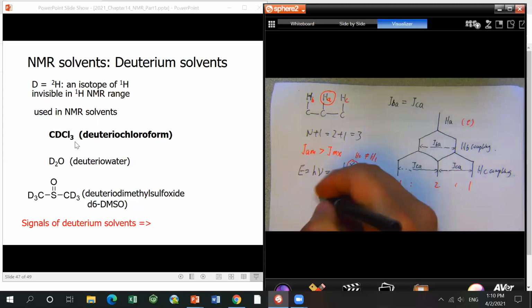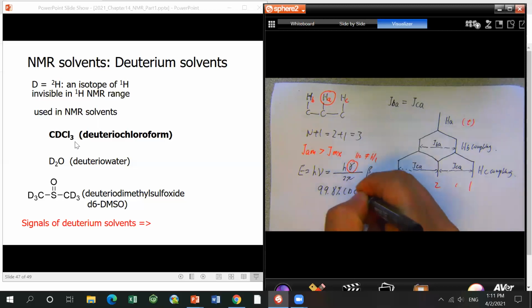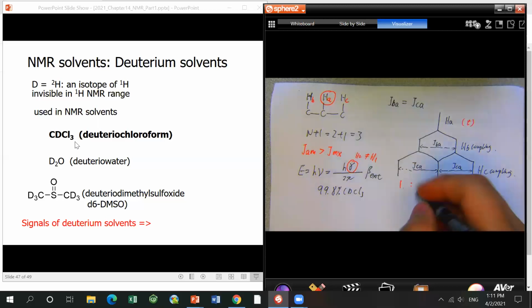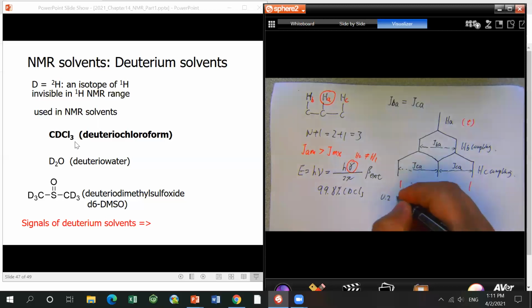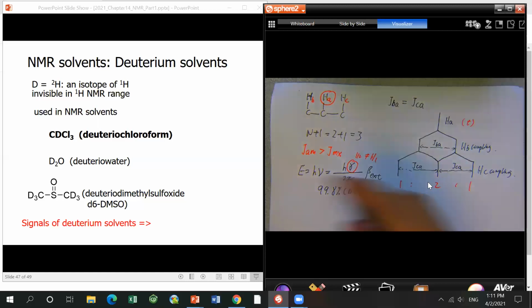Actually, there's a little bit of proton left. Quite often when you purchase CDCl3, it is labeled as 99.8% CDCl3. Actually, there's about 0.2% proton that is not replaced by deuterium. So those protons will show up in the proton NMR.